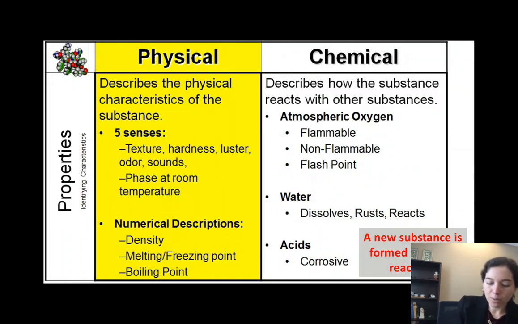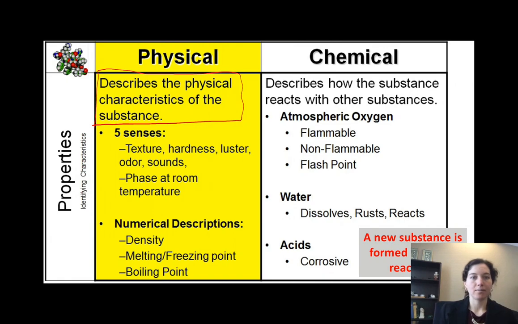So essentially, a physical property describes the physical characteristics of a substance, things that you can observe, like texture, hardness, luster, odor, how it smells, sounds, that sort of thing. Sometimes numerical descriptions, like how heavy something is, are physical properties. Melting point: when does ice melt? It does at a specific temperature, and that's a physical property. Same with boiling point. Water boils at a specific temperature, and that's a physical property. Chemical properties describe how the substance reacts with other substances.